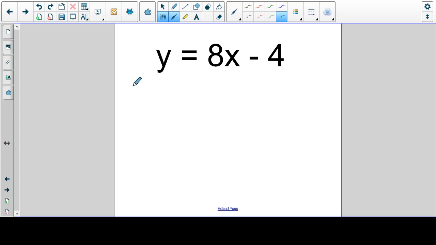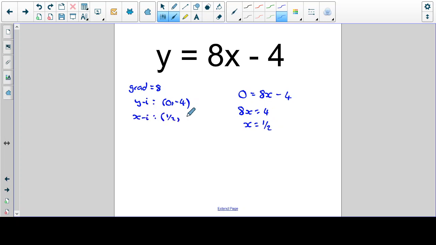So for this one, we can see we've got a gradient of 8. Straight away, we've got our y-intercept, 0, minus 4. And then if we're looking for the x-intercepts, we'd have to say that y equals 0. And then we'd solve this equation. 8x equals 4. So x equals a half. So our x-intercept is a half, 0.